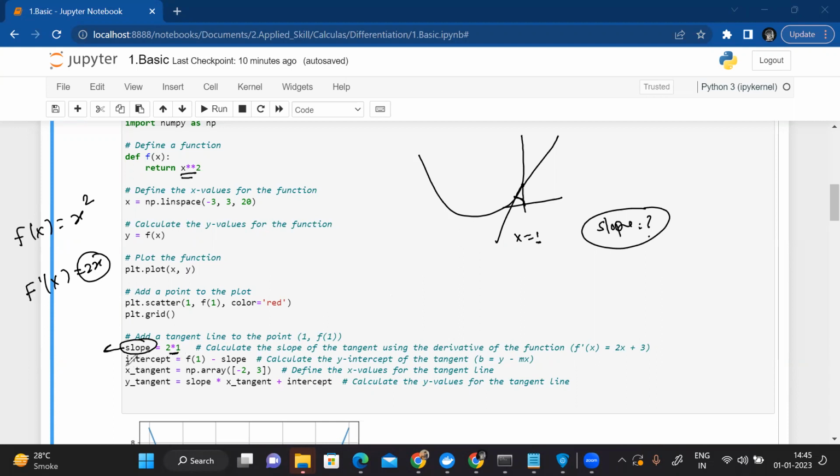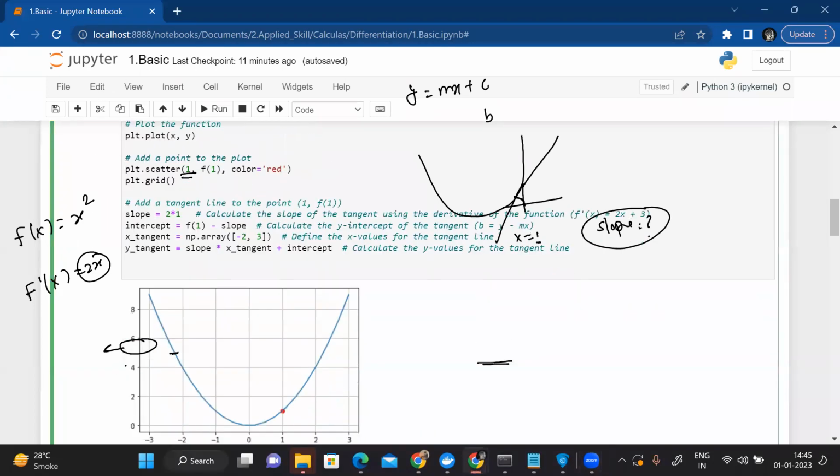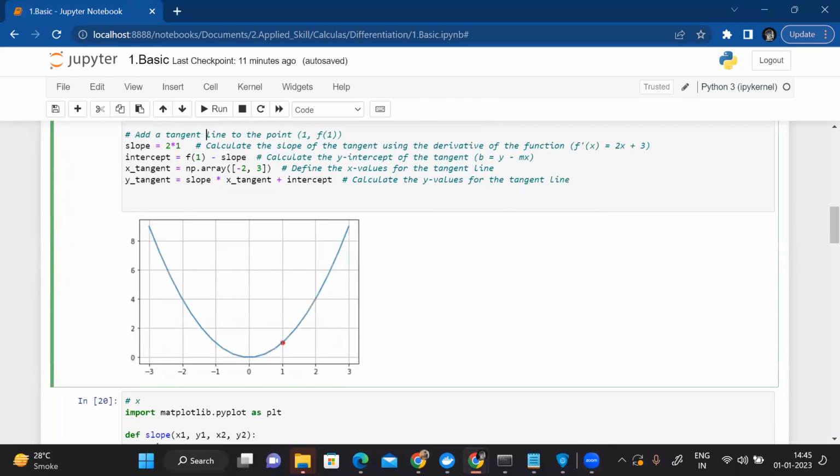Now we are finding this equation, y equal to mx plus c. Here you can replace c with b. Basically it's your intercept. This is the equation I'm using here, and then I'm just plotting it. Now see, this will be my point where the tangent will pass through, and the slope will be 2. Slope will be 2. You can print it over here.